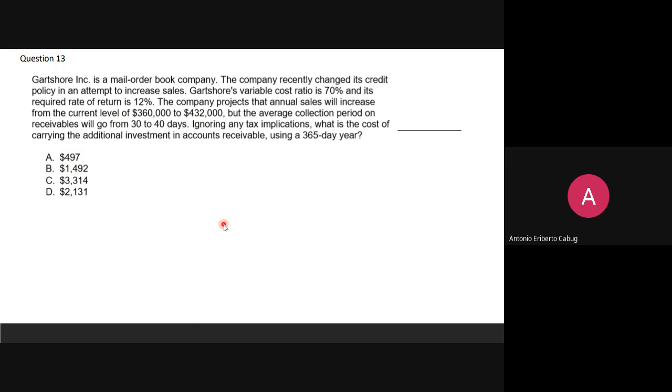Okay? O, sige. This one is also about the cost of carrying the additional investment in AR. Okay? Yung mga hindi nakakagets last time at medyo gets nyo na ngayon, I'll give you some time to answer. Do not post anything ha. Yung mga magaling dyan, wag mo nang mag-post. Hintayin natin yung iba. I will give you 2 minutes to answer this.